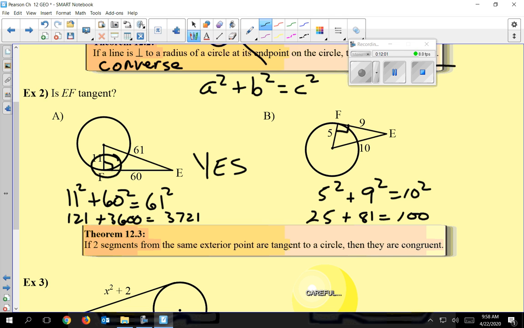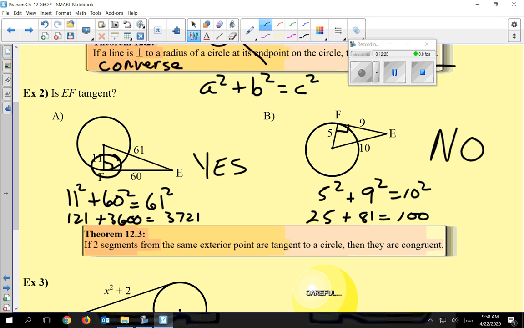is perpendicular, okay? If I go to example B and I plug everything in, it does not come out to be equal. So that line FE is not tangent to the circle. It's probably touching it really at 2 points, just can't really see it. But because it's not equal, it's not tangent, so it's a big fat no, okay?